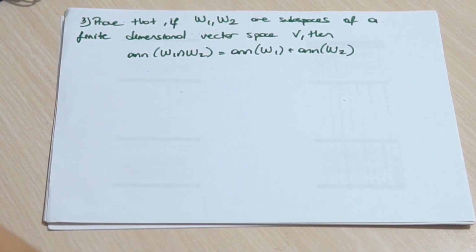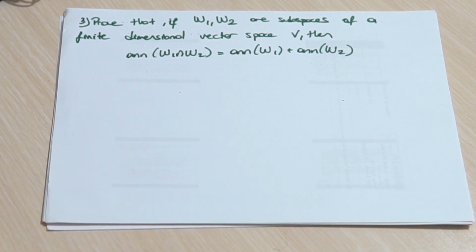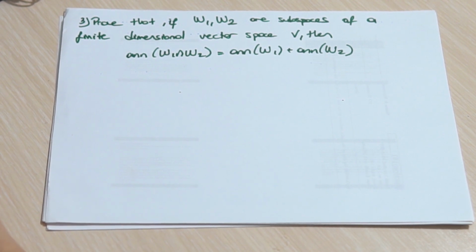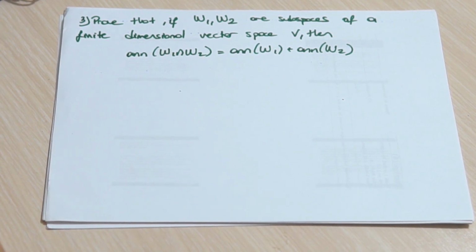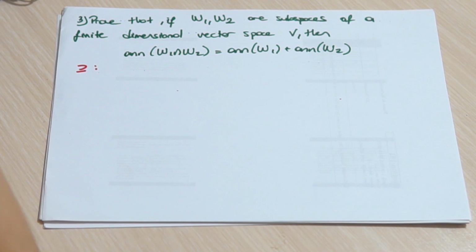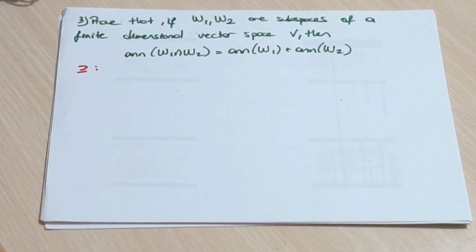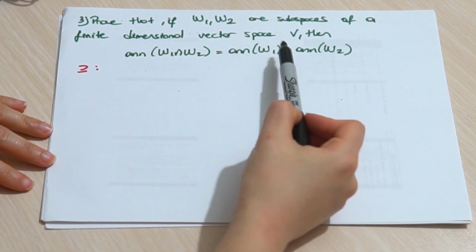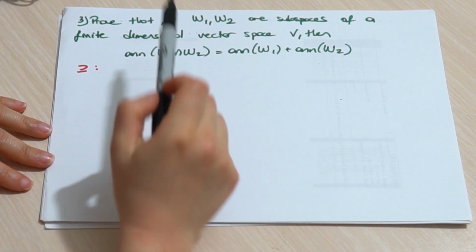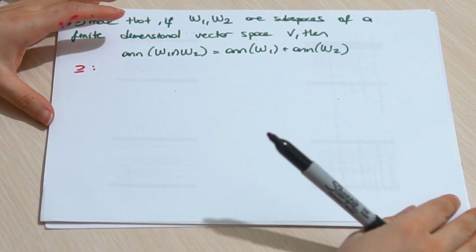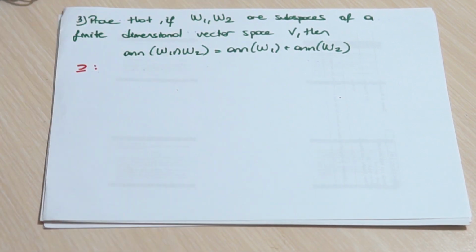Question 3 is: prove that if W1 and W2 are subspaces of a finite dimensional vector space V, then the annihilator of W1 intersection W2 is equal to annihilator of W1 plus annihilator of W2. Let's try to prove this, and let's prove this side: annihilator W1 plus annihilator W2 is inside annihilator of W1 intersection W2. This is a generic algebra proof. We will take any element here and show that this element belongs to this set. Then for the other side again we take any element here and show that it belongs to this set. Then it's complete. They are equal.